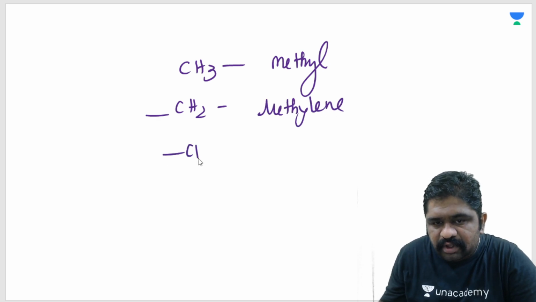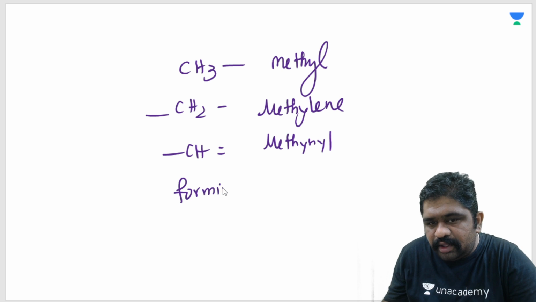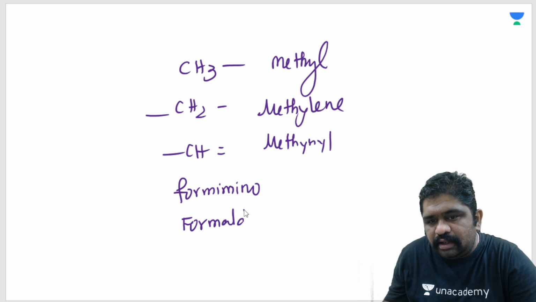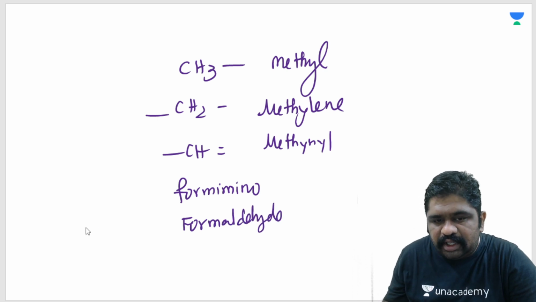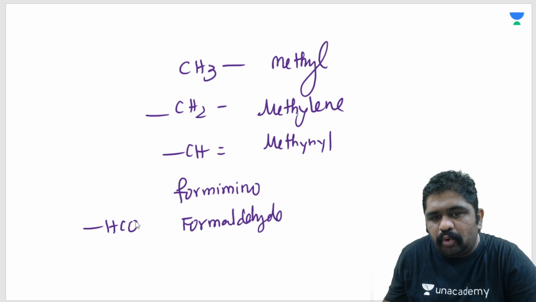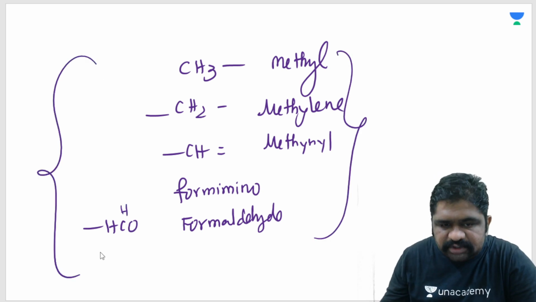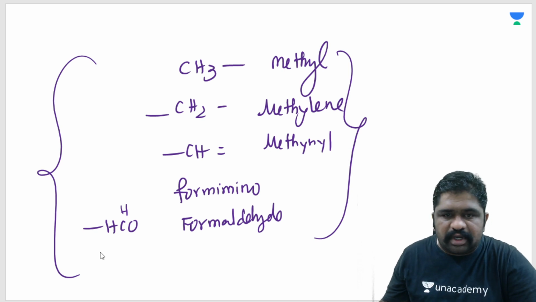You can have methenyl. You can have formimino. You can have formaldehyde equivalent, like HCO or HCHO. So all these are forms by which you will be able to transfer one carbon.